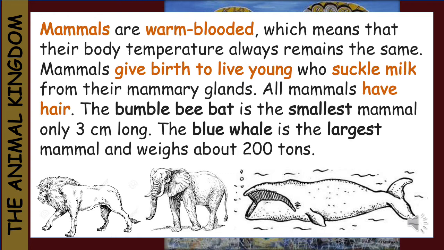Let's talk a little bit about mammals. Mammals are warm-blooded, which means that their body temperature always remains the same. Mammals give birth to live young. This means that they do not lay eggs. The young suckle from them from the mammary glands. All mammals have hair. The bumblebee bat is the smallest mammal, only 3 centimeters long. The blue whale is the largest mammal and weighs about 200 tons.